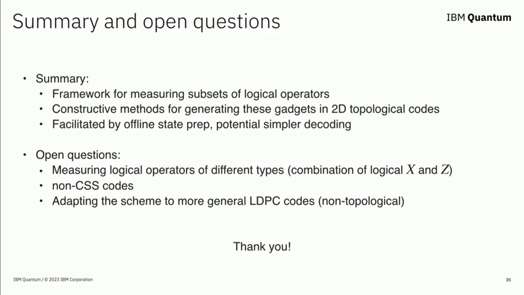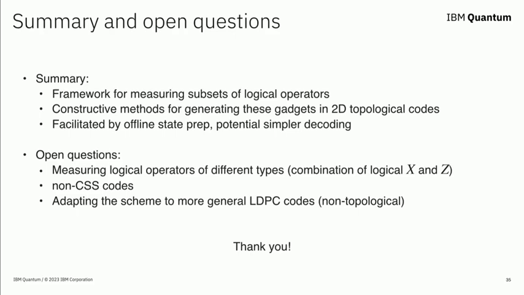Andrew here. I need the microphone. Yeah, great talk. Thank you very much. You mentioned that if you wanted to measure a high weight logical Pauli operator, that might impact the threshold. Could you elaborate on that a little bit? Is it like the number of terms would impact the threshold linearly or something like this, or reduce it? What did you mean by that?